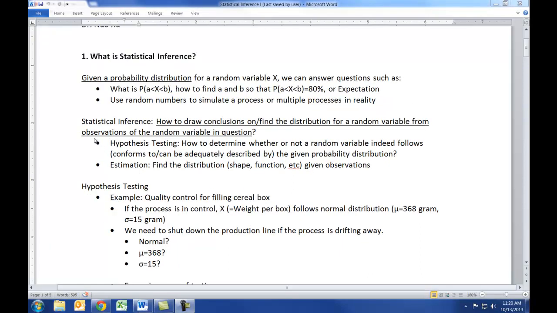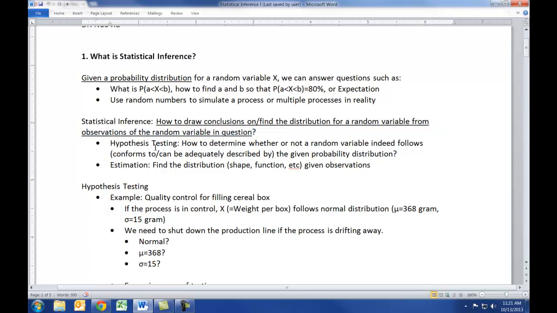But you might have been already curious about how we come up with such a probability distribution that can accurately describe the underlying random variable. This is the issue that statistical inference is trying to address. Specifically, statistical inference is to find out ways to draw conclusions on, or find a distribution for, a random variable from the observation of the random variable in question.